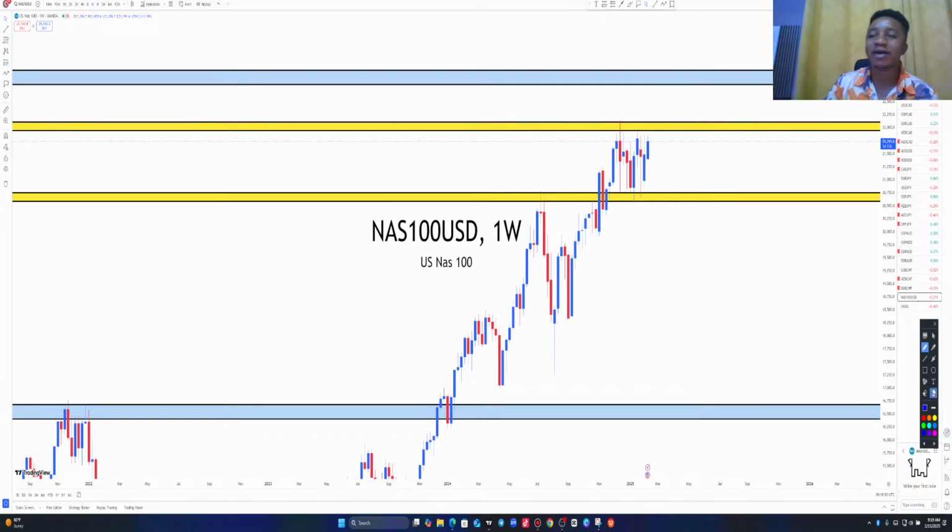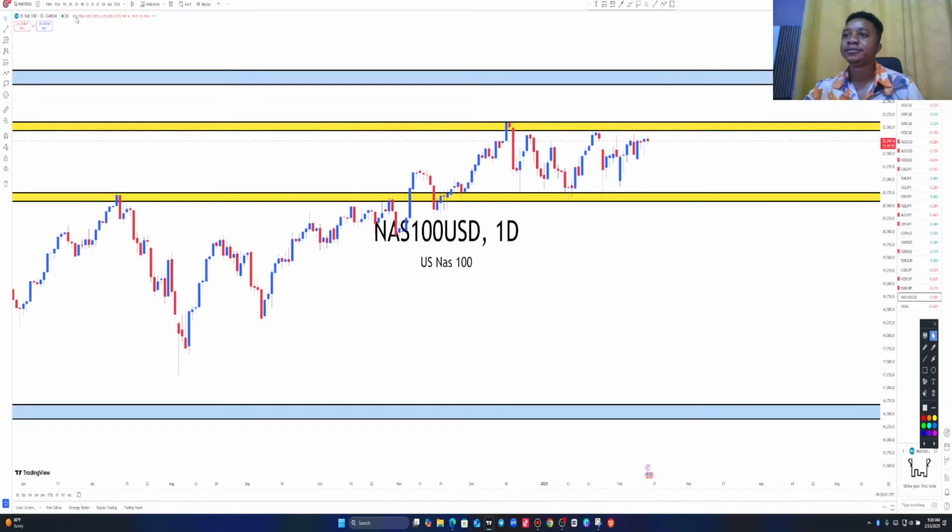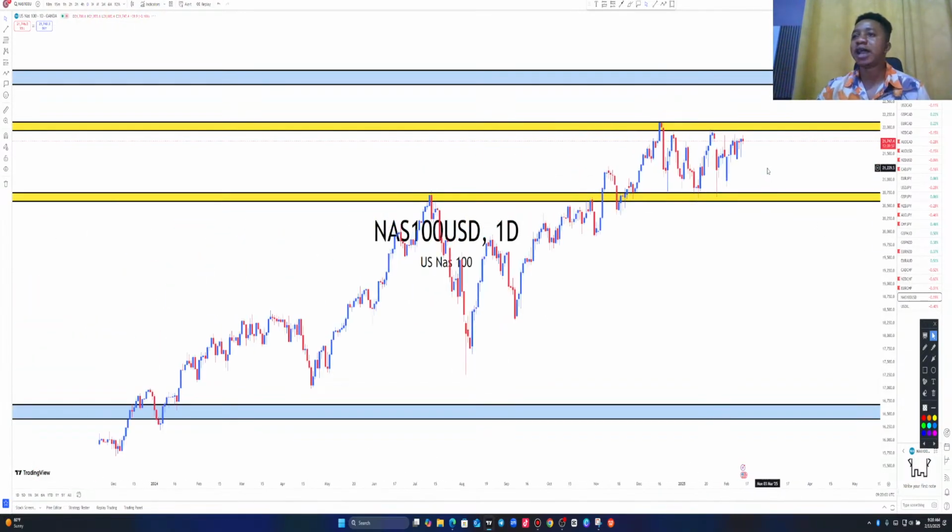But let's take it further down again to the daily time frame and the 4 hour time frame and know how we can potentially pick our buys to the upside on NAS 100. So NAS 100 on to a daily time frame for more understanding. Okay, so this is the daily time frame of NAS 100.